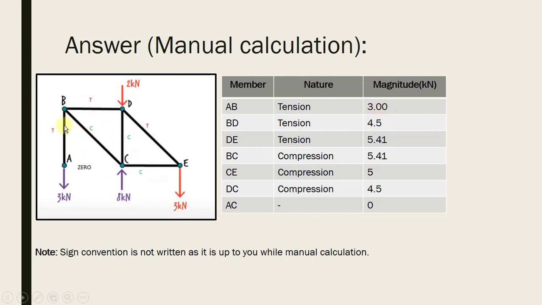For example, the AB member has tension of 3 kN, the BD member has tension of 4.5 kN, and the CE member has compression of 5 kN. Note that the sign convention is not written, as it is up to you while doing manual calculation. That means you may take tension as positive, in which case compression will be negative, or you may take tension as negative, in which case compression will be positive. It is up to you.